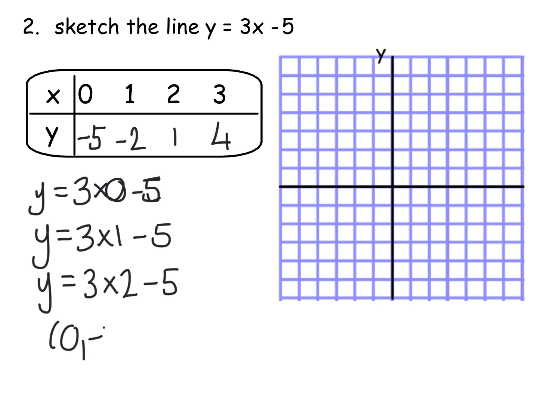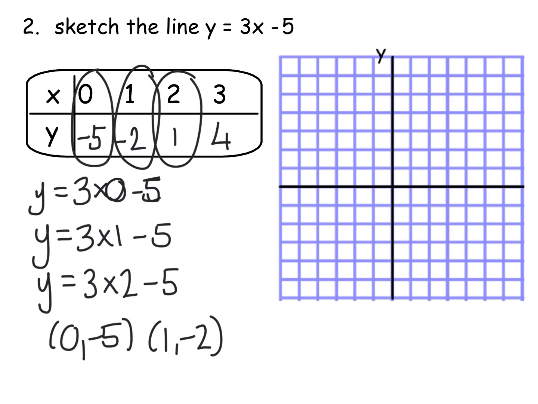So my coordinates are going to be 0, negative 5, 1, negative 2. Remember, you're just reading these vertically. Next one would be 2, 1. And the final one would be 3, 4. So 0, negative 5 is along 0 down 5. 1, negative 2, along 1 down 2. 2, 1, along 2 up 1. 3, 4, along 3 up 4.